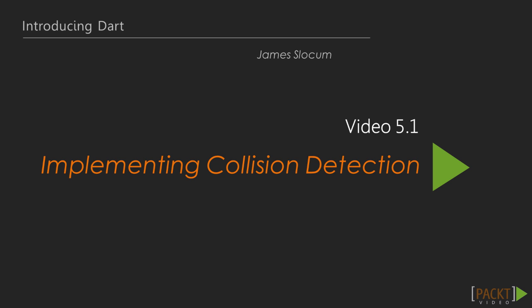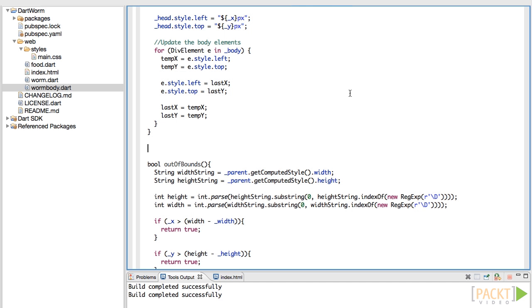Specifically, we will be covering using the border edge property of the element class to get the size and position of an object on screen, creating methods in the worm object to detect collisions, growing the worm size when we collide with food, and testing our changes. If you don't already have it open, please switch to the Dart editor.